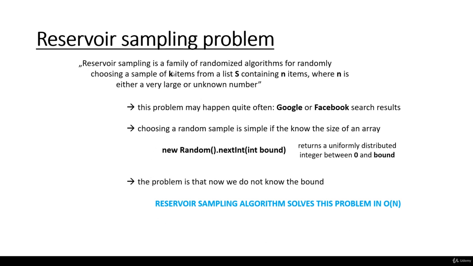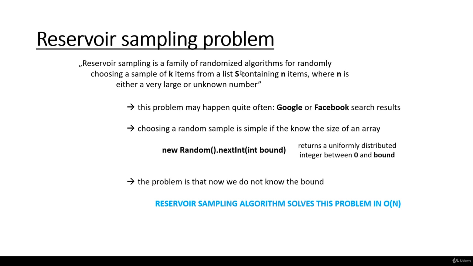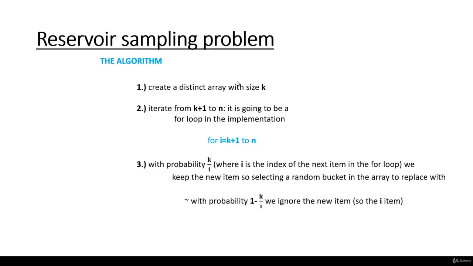So the problem again is that we would like to choose randomly k items from a list containing n items when we do not know the exact size of that given array. Okay, so the algorithm is going to be the following. First, we have to create a distinct array. This is going to be the reservoir array with size k. We are going to copy the first k items from the original array. So this list S containing n items, we are going to copy the first k items to this distinct reservoir array. Then we are going to consider the rest of that given array.